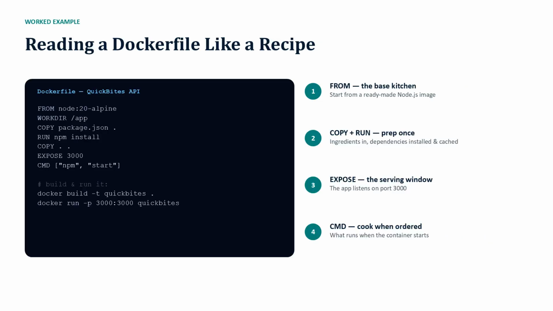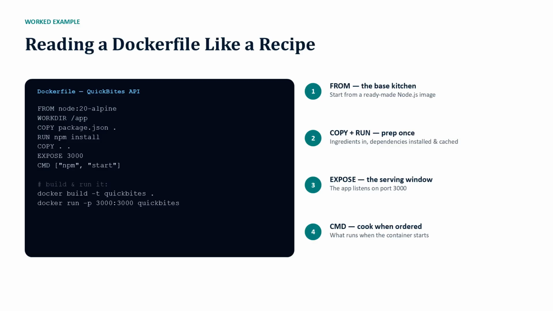A Dockerfile looks scary until you realize it's just a recipe card. 7 lines here. Read top to bottom, like cooking steps. FROM says which kitchen you start in. A ready-made image that already has Node.js 20 installed, in the tiny Alpine flavor. WORKDIR picks your counter space. COPY brings in the ingredients list, package.json, and RUN npm install preps all the dependencies.